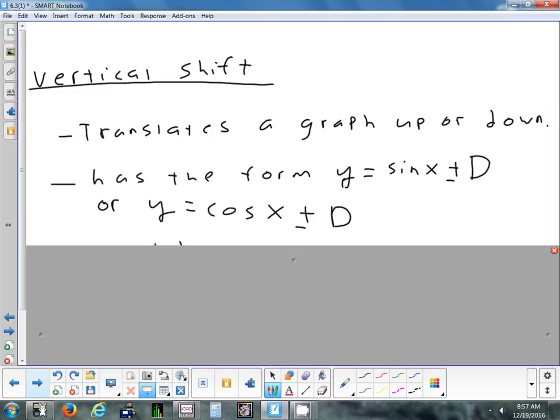So vertical shift, this is going to translate your graph up or down. Okay? And it has the form y equals sine of x or cosine of x. And it can be plus or minus a number. But what's different about the adding and subtracting now? It's on the outside. Okay? So this is a vertical shift. This is also a vertical shift. I don't know why you do that, but you could. This is also a vertical shift.